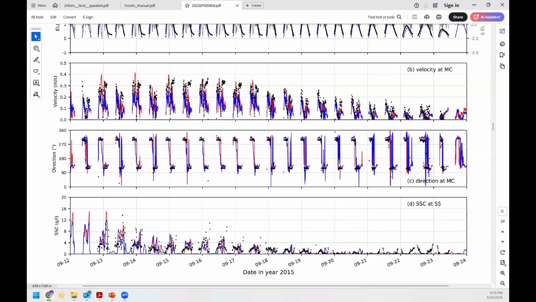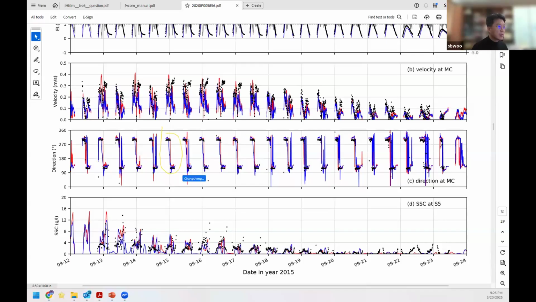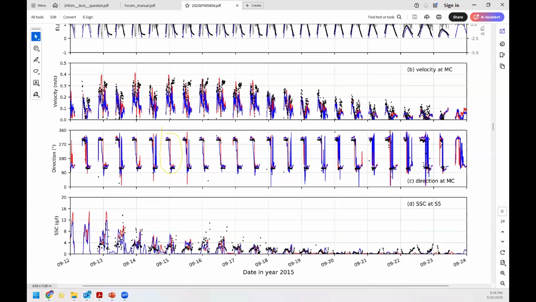You look at the direction here. You see the direction here? I draw a picture here. Can you point it out? Yeah, go down. You see here? No, we cannot see your point. Okay, let me see.